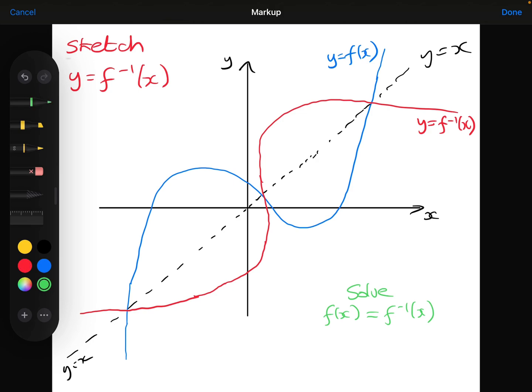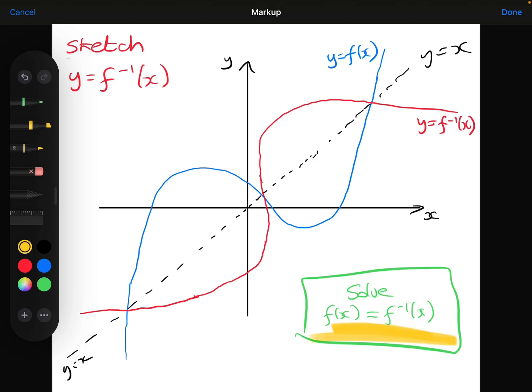One final trick. If we are asked to solve an equation, f of x equals f inverse of x, there is a trick we can use, because that tends to be quite complicated to solve. Certainly a lot of algebra involved. But the trick we're going to use is the fact that, let's have a look, when does our function equal its inverse function? Well, they are equal to each other here, here, here. In fact, they'll only intersect on the line y equals x. So where they intersect, they also intersect with the line y equals x.